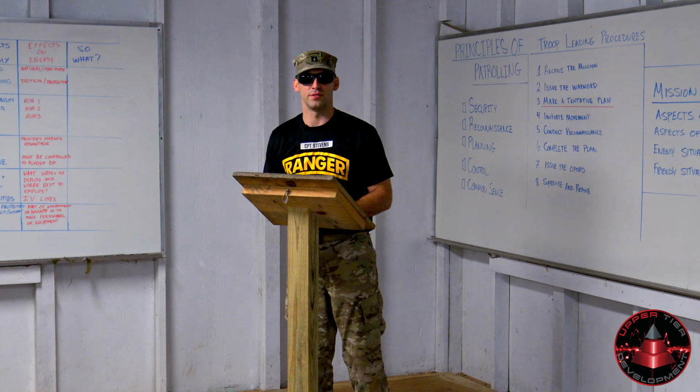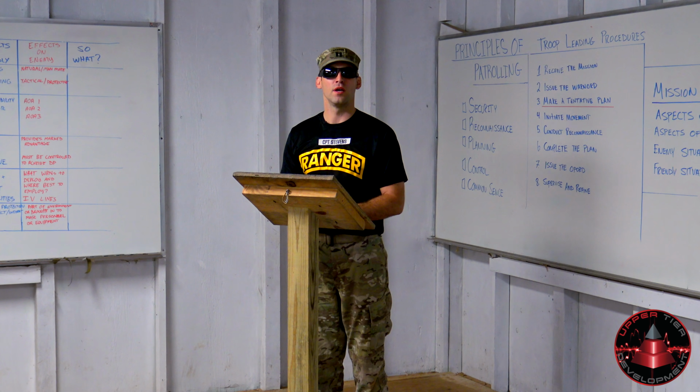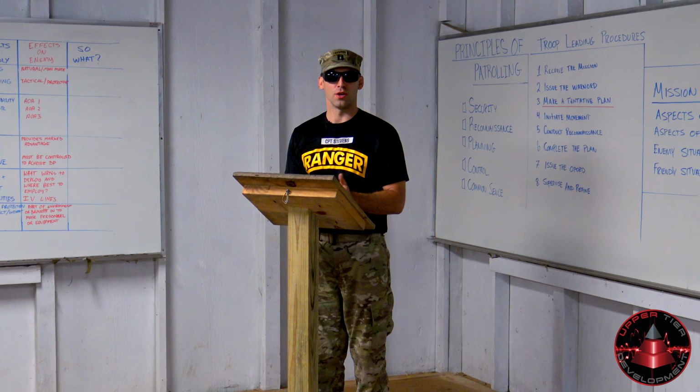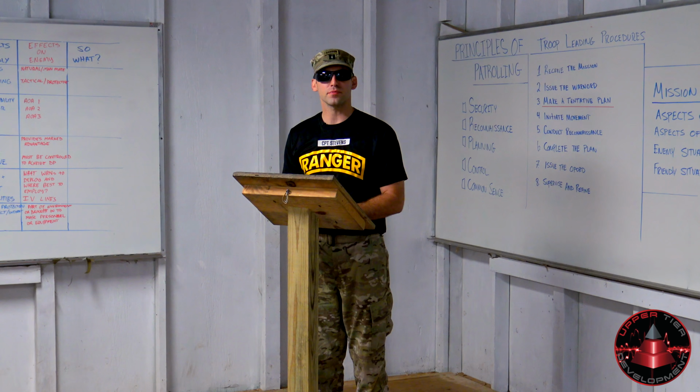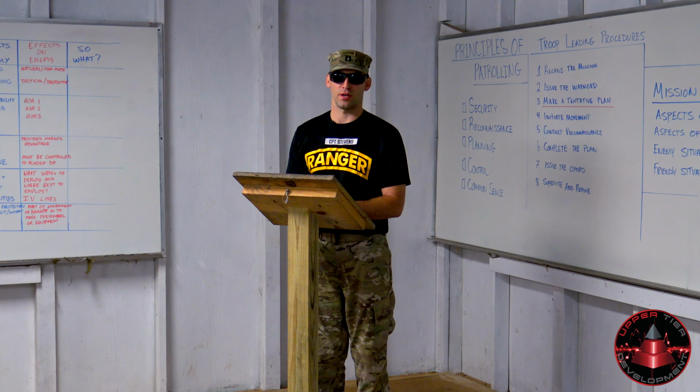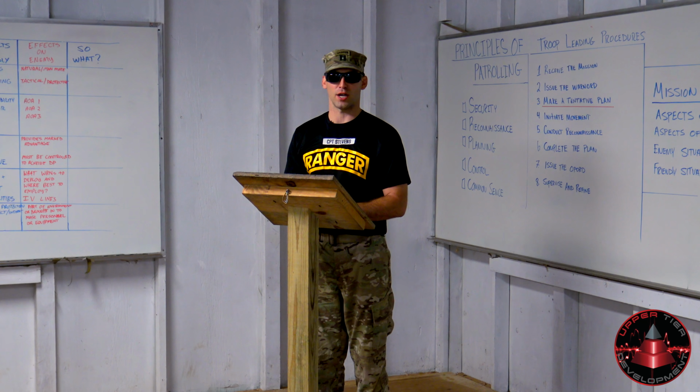Now that we have completed step 3, make a tentative plan, there are a couple of outputs that we should have from this. The first one is a GDOT, or a graphical depiction of terrain. This is basically a terrain model. So you can draw it on paper, or you can create it in the dirt with rocks and sticks.